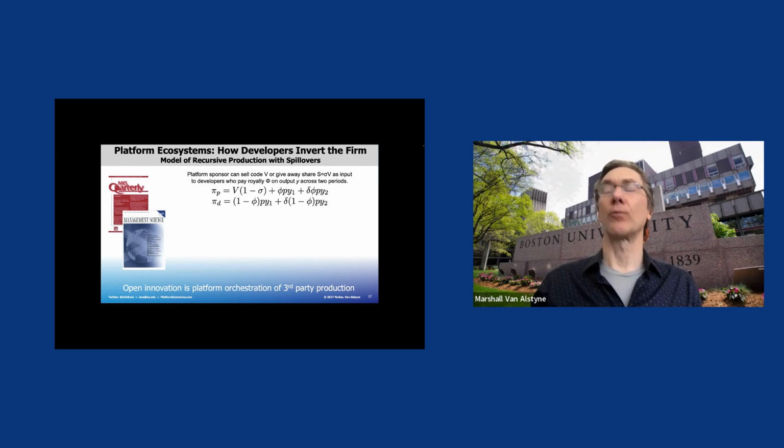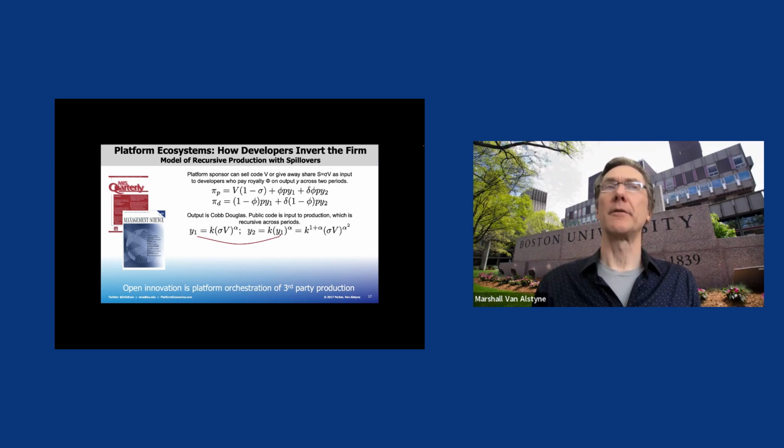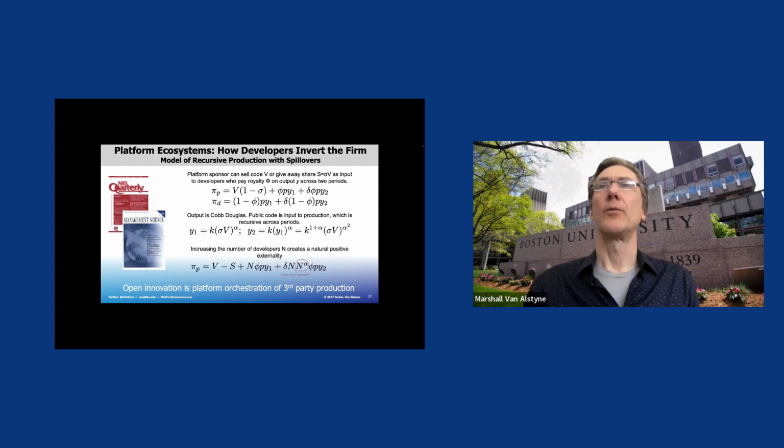Output in this case is standard Cobb-Douglas form, but it's a little different. The input is what's given away in the code, and then it's recursive in such a way that the code is reusable in the next period. It's an endogenous growth model in effect. So that what's produced in the first period can then be used as code in production of the second period. So the more developers there are, the more production can effectively happen with this non-rival good. This then allows us to model different structures.